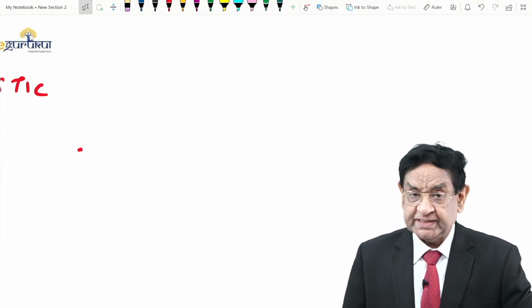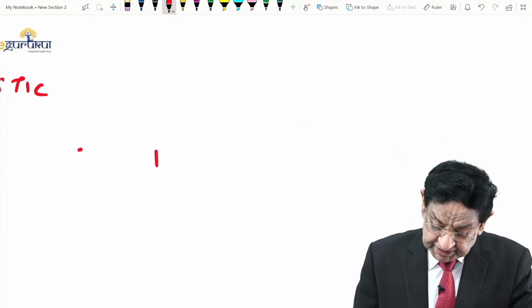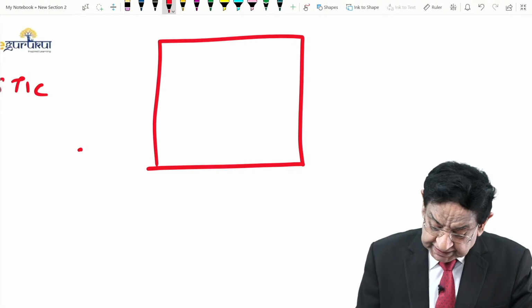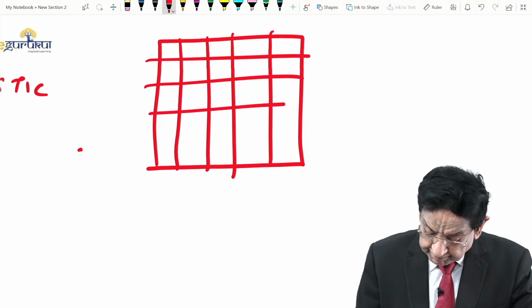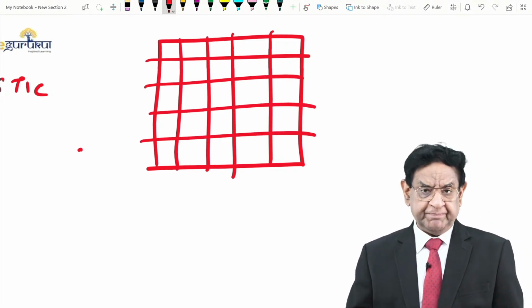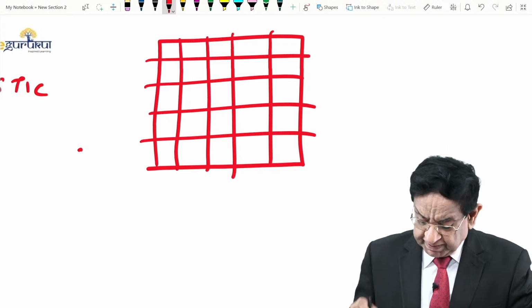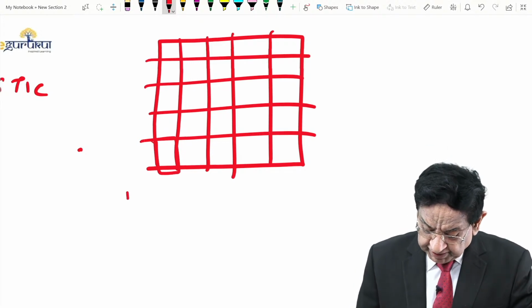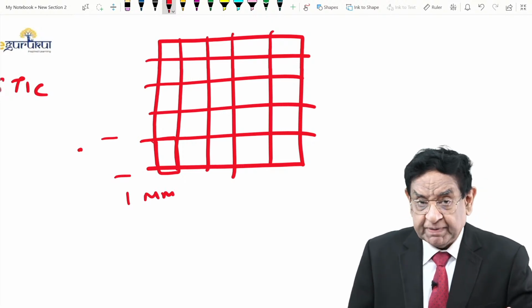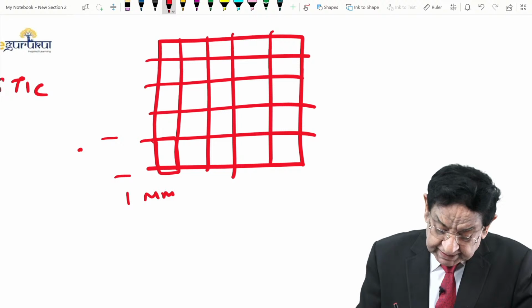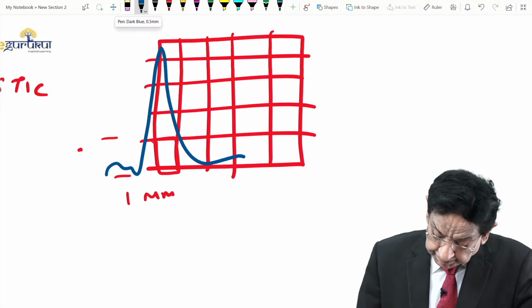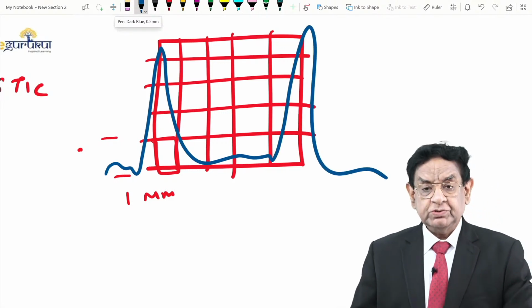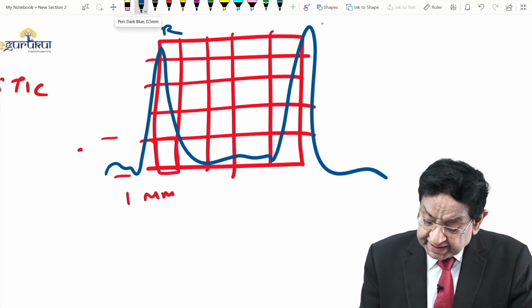So let's go to the basics of ECG. We all know the ECG paper is like this. It's just like graph paper, very, very basic I'm talking to you. Each square is 1 millimeter by 1 millimeter in size, the graph paper we used in our school days. Let me draw a diagram for you. I got this wave, and we are getting R waves.